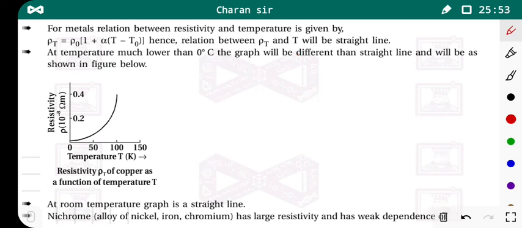Now we stop here. Today we started from the dependence of resistivity on temperature, and we discussed metals, alloys, semiconductors and also insulators. Okay, we stop here.